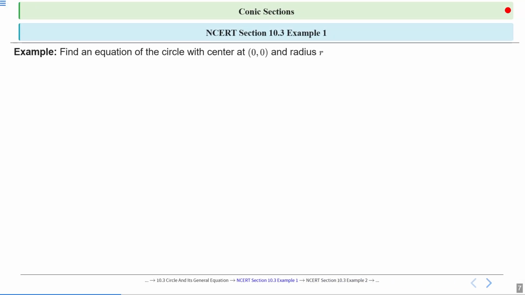Now we will discuss an example. So we will discuss example number 1. In this example, we have to find an equation of the circle with center at (0, 0) and radius r. Students, first of all, try it yourself. All of you try to solve this example: find the equation of the circle with center at (0, 0) and radius r. You have 20 seconds to try to solve this example. Then after that, we will solve this example.